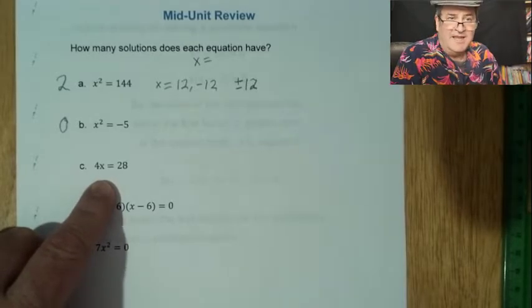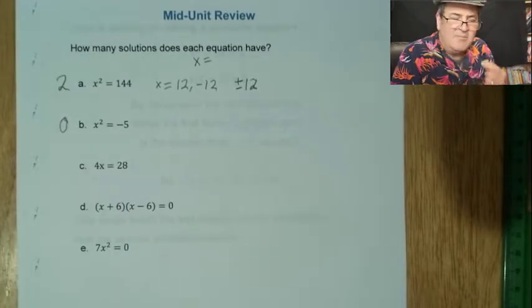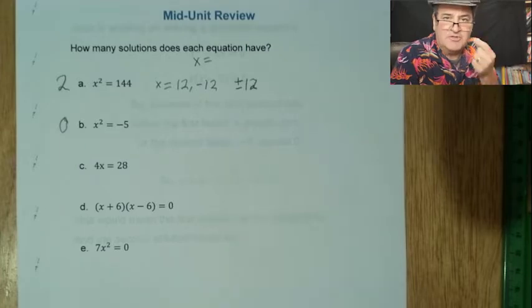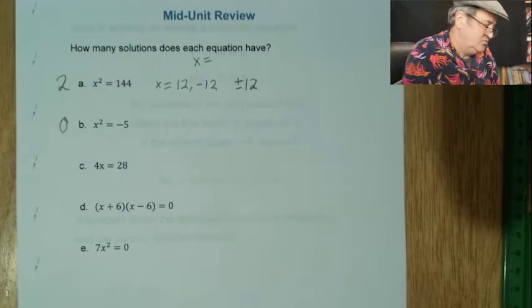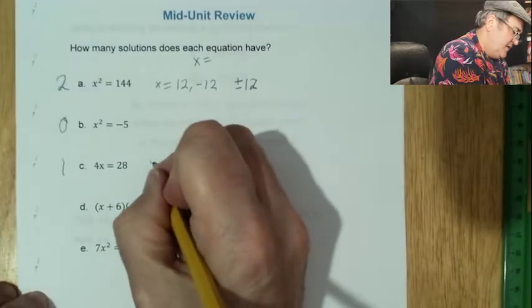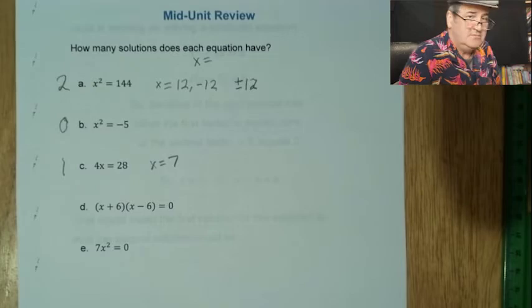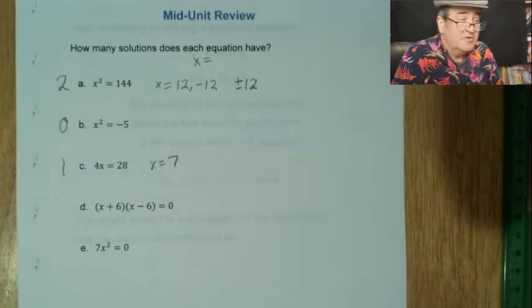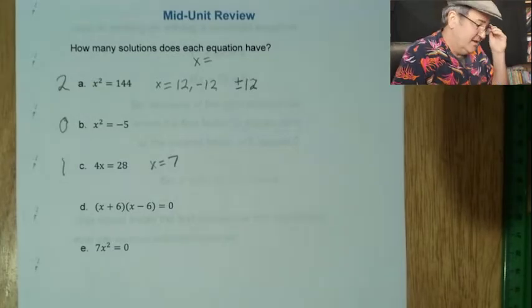4x equals 28. How many solutions does it have? How many different x's would make that true? 1, right? If x equals 7, then 4 times 7 is 28. There's not another number you can multiply by 4 and get 28.